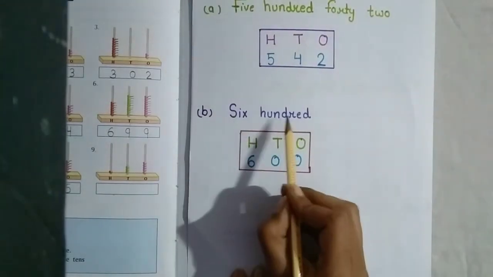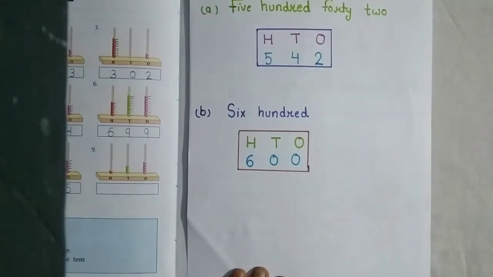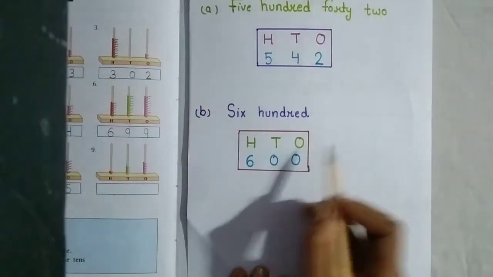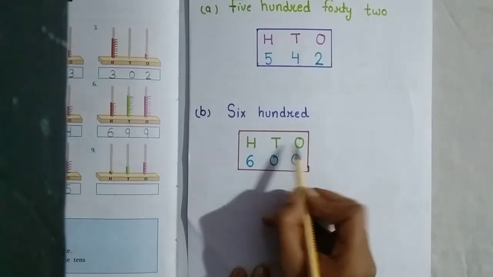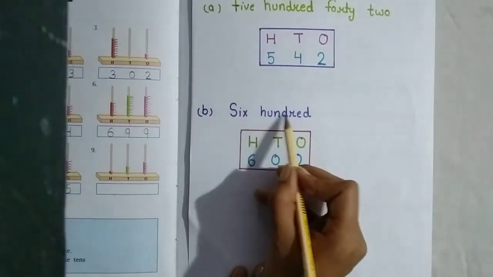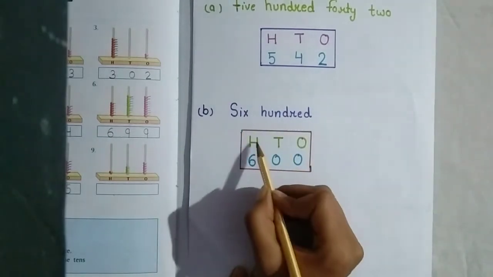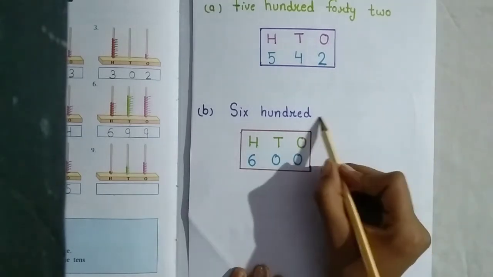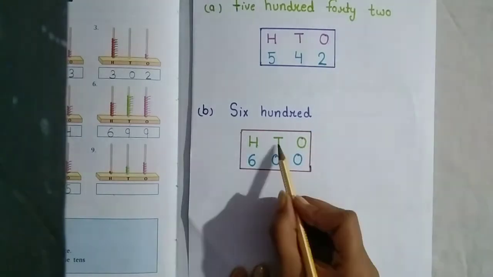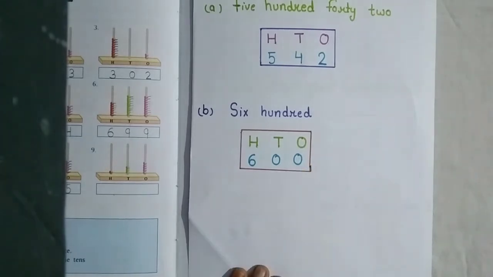There is 600 written in words. So we have to convert it into a number. How will we convert it? First we have to write H T O, hundreds, tens, ones. There is 6 on hundreds place. It is written 600, which means 6 on hundreds place, and then there is nothing, which means 0 on tens place and 0 on ones place.